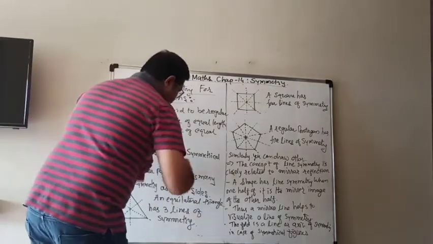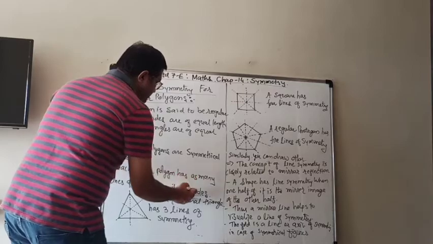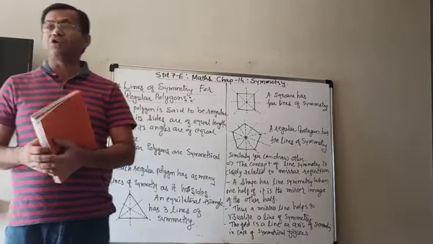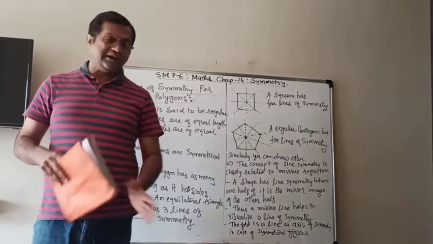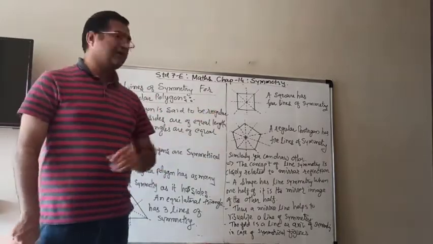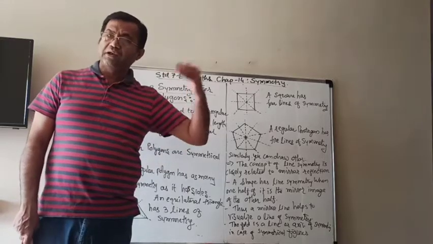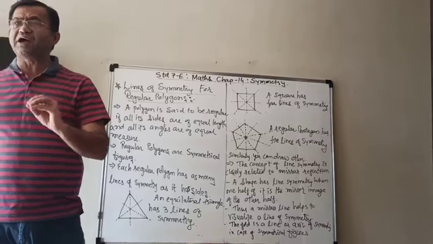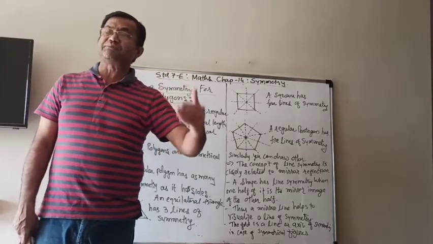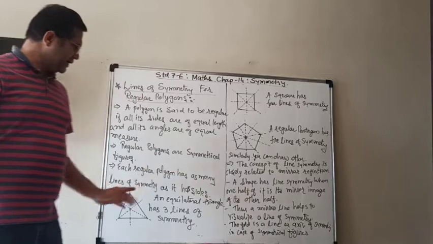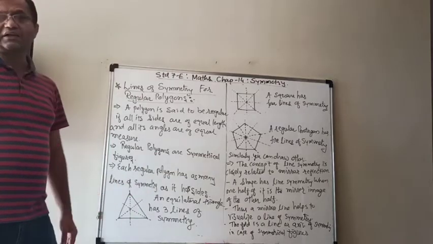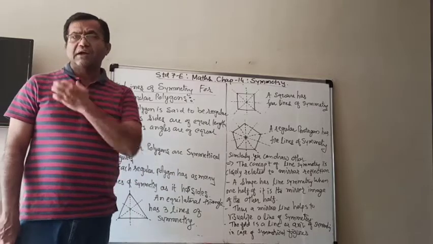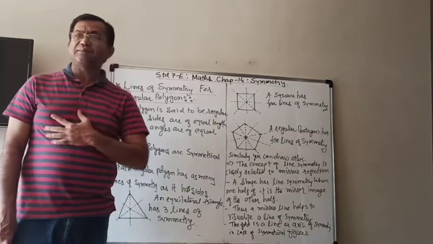So what is the number of sides? That many lines of symmetry each regular polygon will have. Let us understand with some drawing, and then you can understand that a symmetric figure can have more than one line of symmetry also. Here I draw a regular triangle, meaning an equilateral triangle, having all three sides equal and three angles equal.